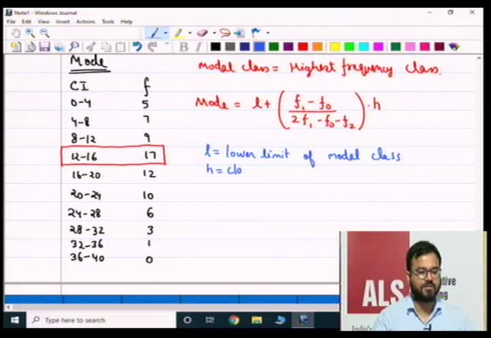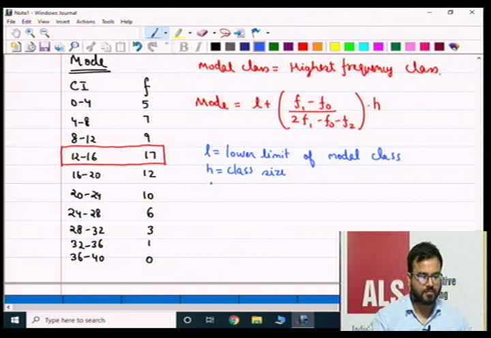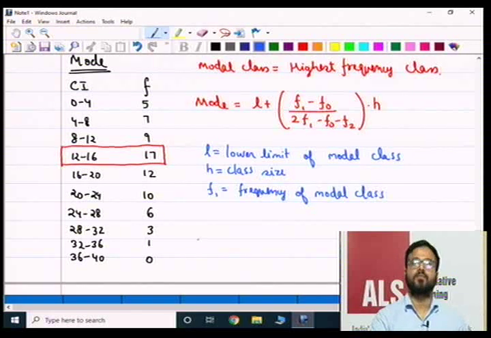H indicates the class size. We are familiar with these two terms, L and H, because we have used these two terms in the median formula also. Now, what are these three? F1, F0 and F2. F1 is the frequency of the modal class.